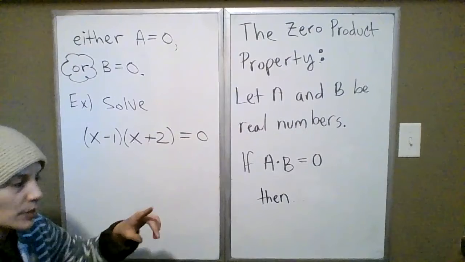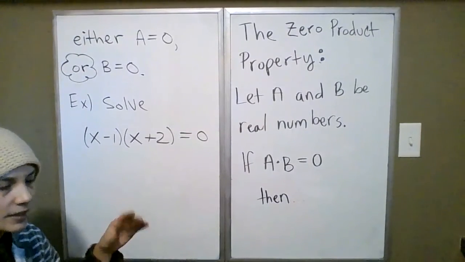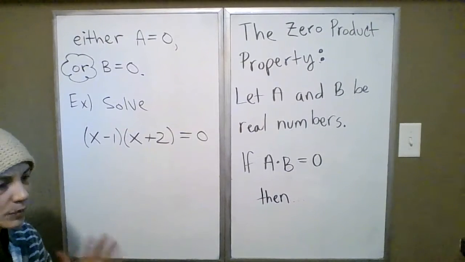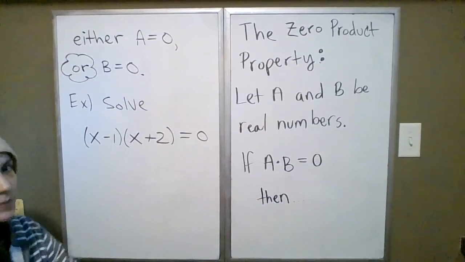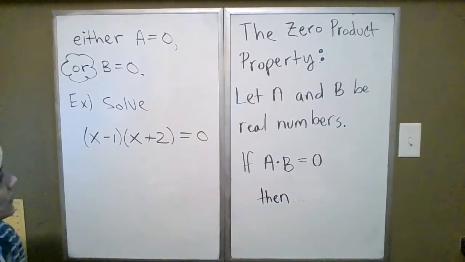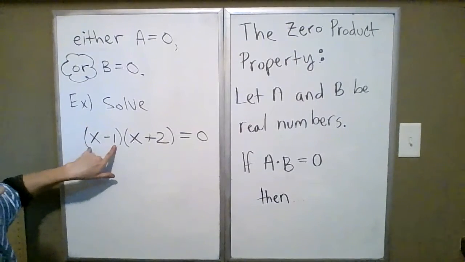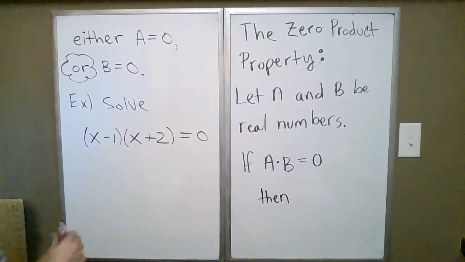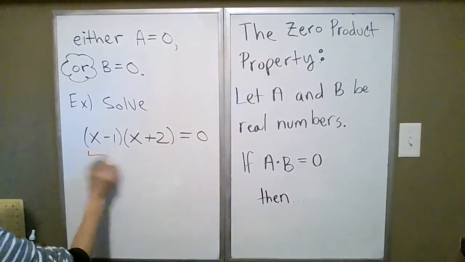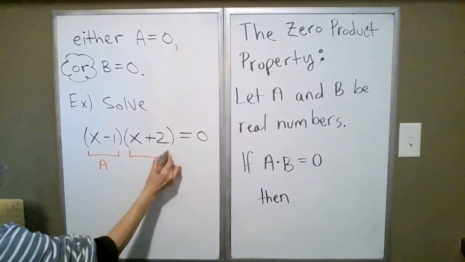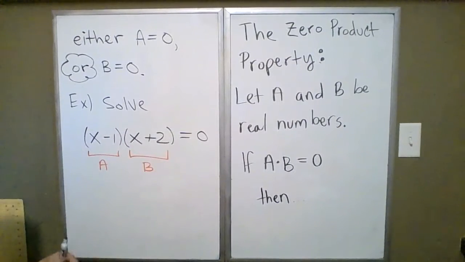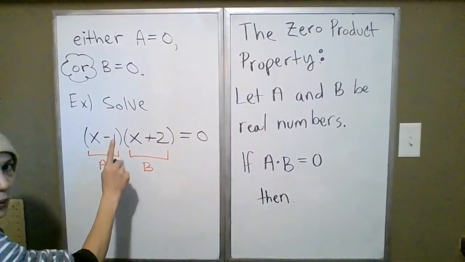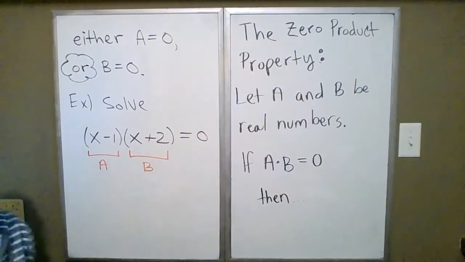Other problems we've had, like the ones we were just doing before, they said simplify. There's no equal sign. You just take your expression and write it with as few terms as possible, as simplified as possible. Okay, what's happening here is this number times that number equals 0. So this is representing A, and this is B. So if this times that is 0, x minus 1 equals 0, or x plus 2 equals 0.